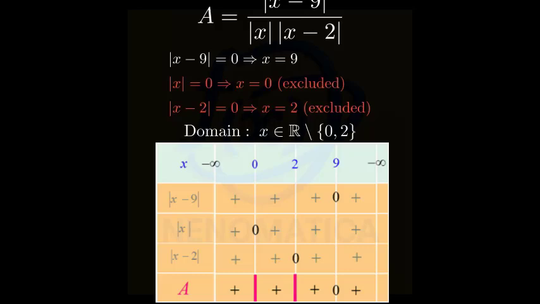From the sign chart, we conclude the following. A is positive on all allowable intervals. A equals 0 at x equals 9 because the numerator is 0 there. And A is undefined at x equals 0 and x equals 2 because the denominator vanishes. Finally, state the domain explicitly and show the simplified expression one more time.